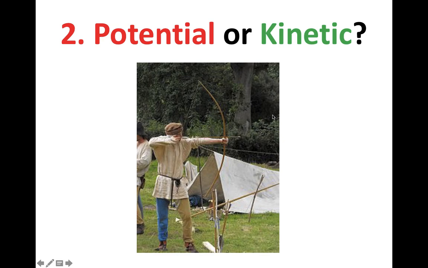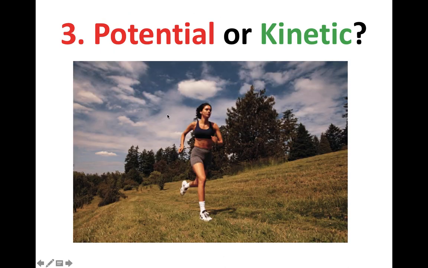This bow and arrow stretched back, is it potential or kinetic? Example 2. It's an example of potential energy. A person running, kinetic or potential? This is an example of kinetic energy.